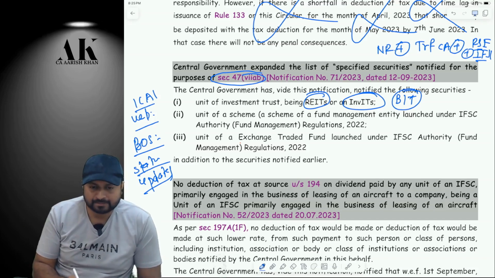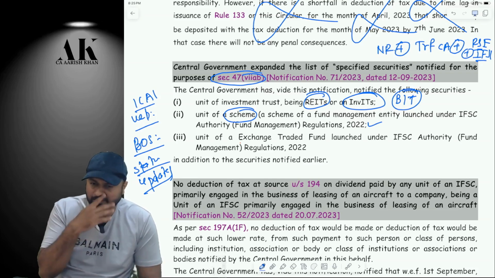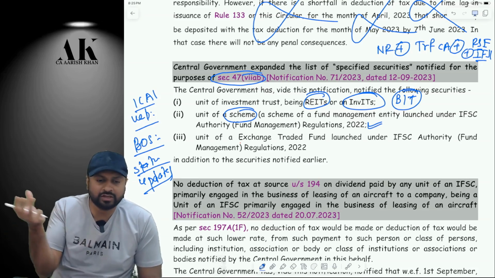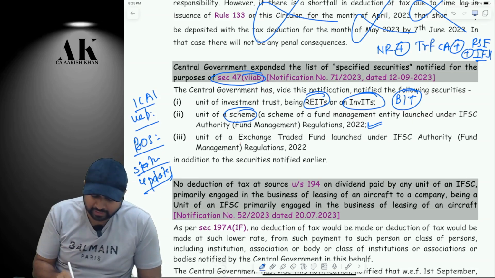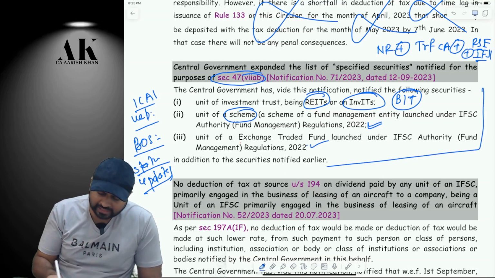Second, unit of a scheme. Now this is a new scheme which is launched by Government of India. A scheme of a fund management entity launched under IFSC Fund Management Regulations 2022. Honestly speaking, I don't want to talk big, even I don't know what exactly this unit of a scheme is all about. This might be some kind of investment opportunity for non-residents in IFSC. Similarly, unit of an exchange traded fund launched under IFSC Authority Regulations 2022. So these are the three securities which are added.